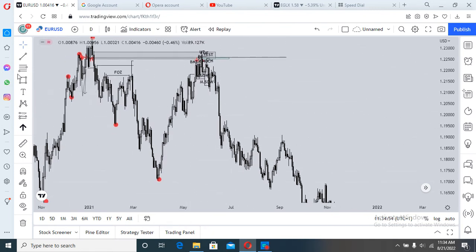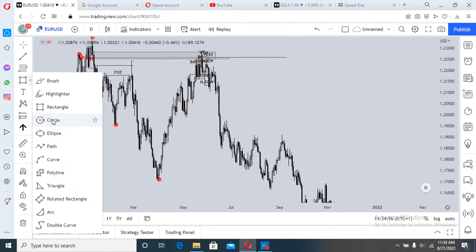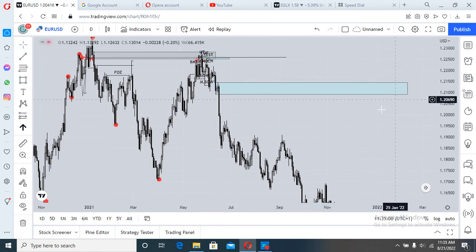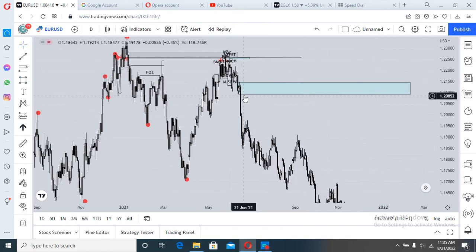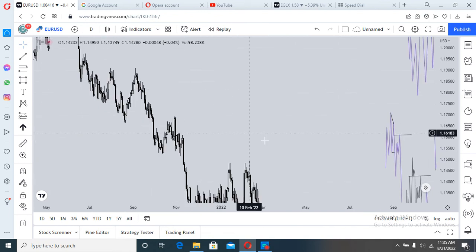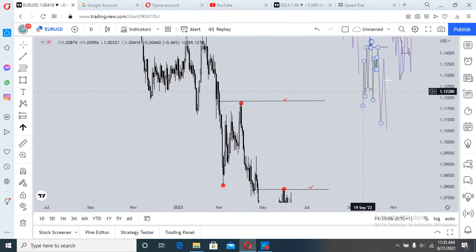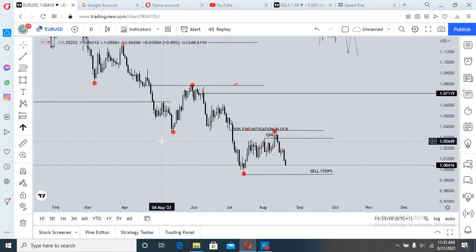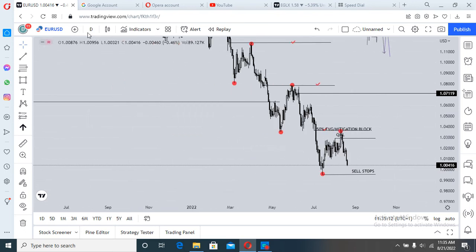If we look, it did not even return here. We can see that clearly because we have a selling imbalance right here. So it did not return, clearly. What you should focus on right now is what you're seeing presently right here.